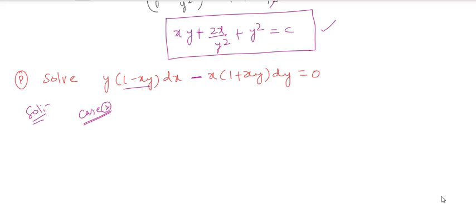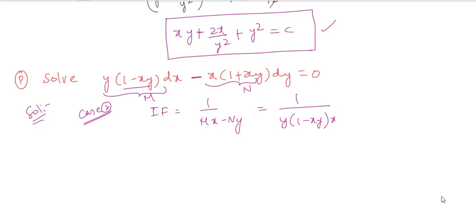In case 2, what I have to do is, my integrating factor will be what? The integrating factor is 1 by (Mx − Ny). This will be your M and this will be your N. So 1 by M x: M is nothing but y(1 − xy), times x, minus N times y, where N is −x(1 + xy), again multiplied with y.